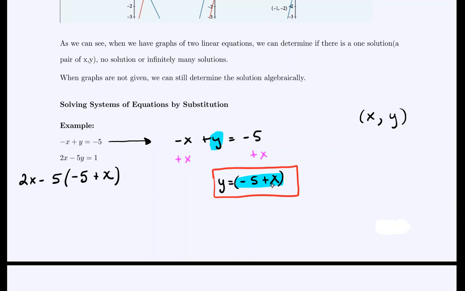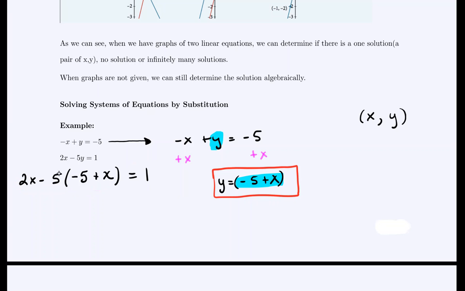So y takes on the value negative 5 plus x. All of that must be equal to 1 by the second equation. And now, once we've replaced in the other equation, we now have something in a single variable. So we can simplify, group like terms, and solve for x.